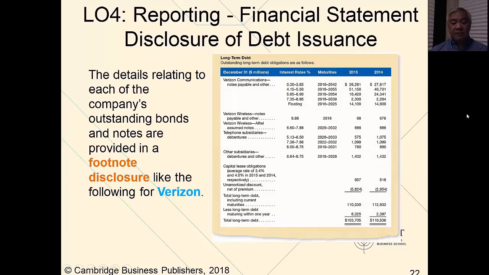Reporting. So long-term debt must be reported. It's one of the major things in a balance sheet. So here's an example for Verizon. It has all this debt, and on the far right side we have 2014 versus 2015.